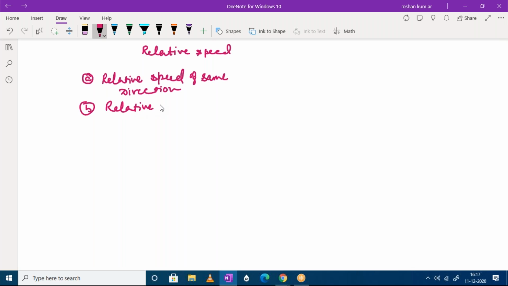And if you ask me, there are multiple varieties of questions possible in relative speed. Broadly, the questions will be divided into two parts. First part, when we are talking about relative speed of same direction. And the second one is, obviously you can also call it out, relative speed of opposite direction.